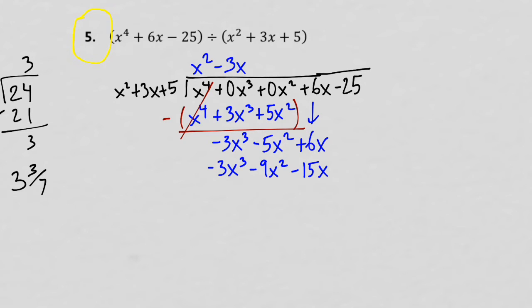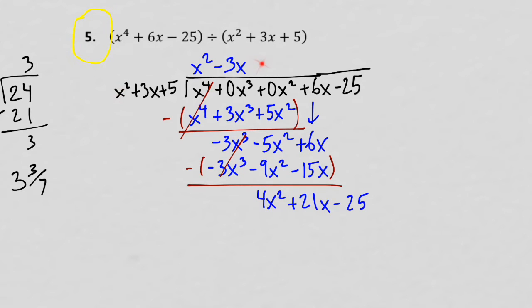And now, again, we subtract. Negative 3x cubed minus negative 3x cubed, that one cancels, as it should. Negative 5 minus negative 9, that means plus 9. So negative 5 plus 9 is 4, 4x squared. Positive 6 minus negative 15, that's plus 15. So 6 plus 15, that's 21. Positive 21. Bring down the next one and do it again.